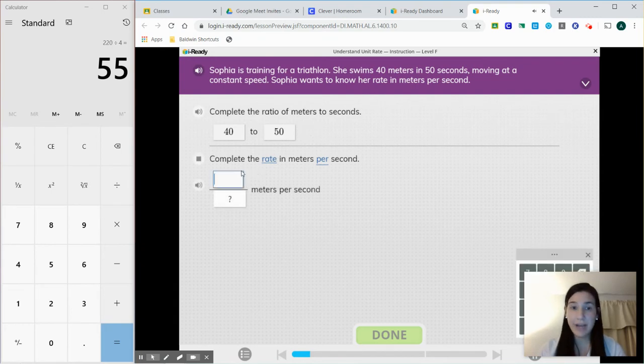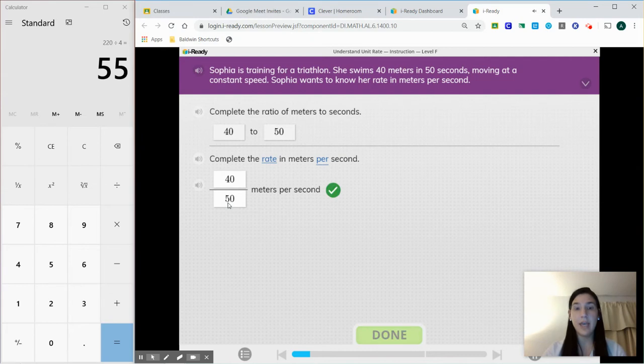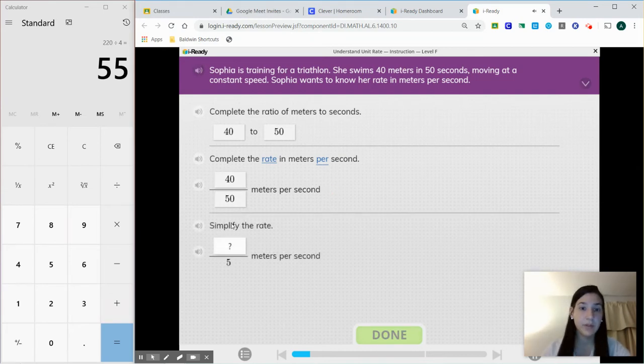Now we're going to write it as a fraction. Complete the rate in meters per second. So 40 over 50. And then we're going to simplify. Simplify the rate. Where here we're just writing 4 over 5. That's it. Which as a decimal would be 0.8, but we don't have to go that far.